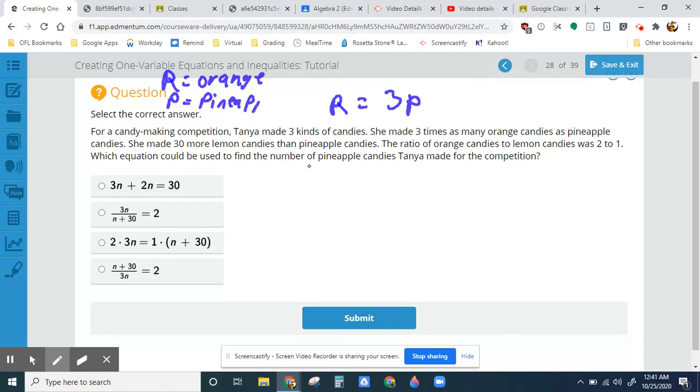So we still need to figure out what the third candy is. And then she made 30 more lemon candies than pineapple candies. So lemon equals pineapple candies plus 30. So our common link here is this pineapple candy. We can write both in terms of pineapple candy. If we just take the pineapple candies plus 30 for lemons, we can take our orange candy by just figuring out what the pineapples are and multiplying it.